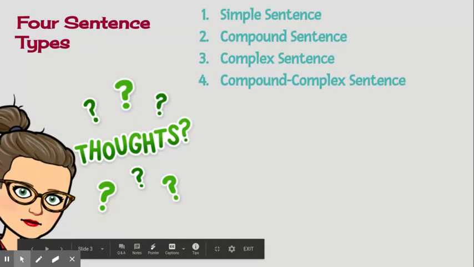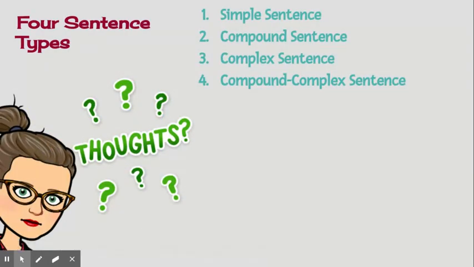The 4 sentence types are simple sentences, compound sentences, complex sentences, and compound complex sentences. The reason that we vary these types of sentences is so that our writing doesn't become boring with the same sentence type. It avoids monotony, it adds spark to your writing. So we're going to focus in on exactly what makes up each of these 4 sentence types.